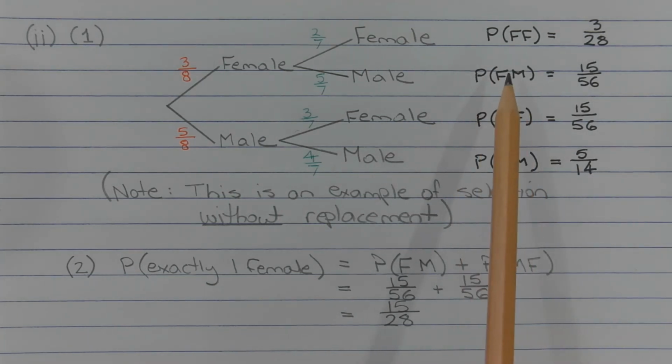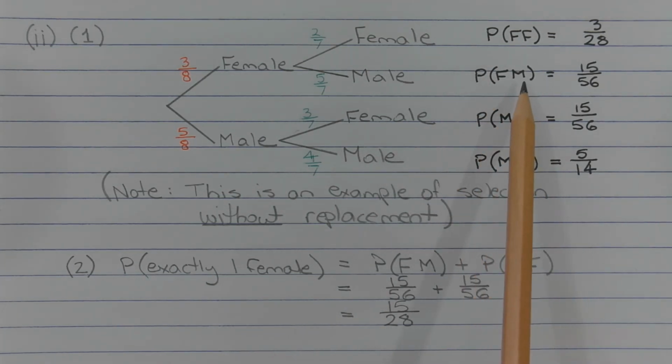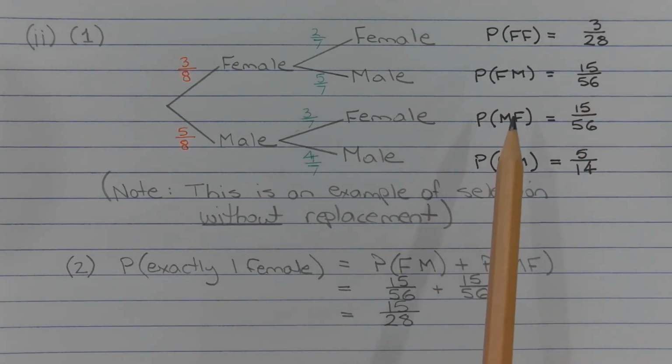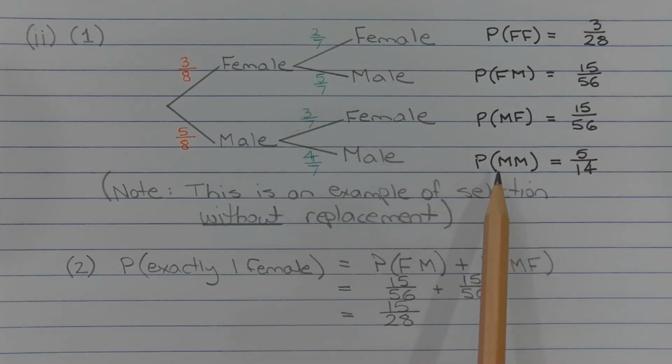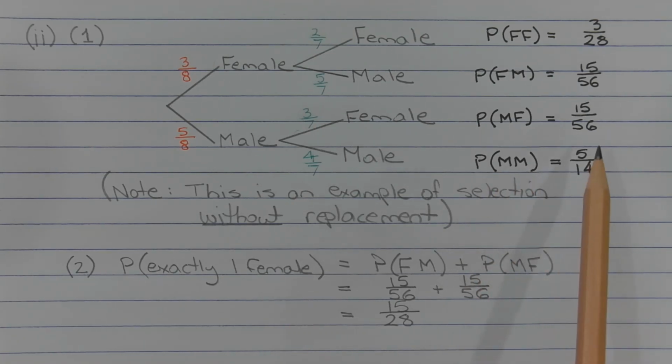The probability of female chosen then male chosen is 15 out of 56. The probability that a male is chosen then a female is chosen is 15 out of 56. And the probability of a male being chosen and then another male being chosen is 5 out of 14.